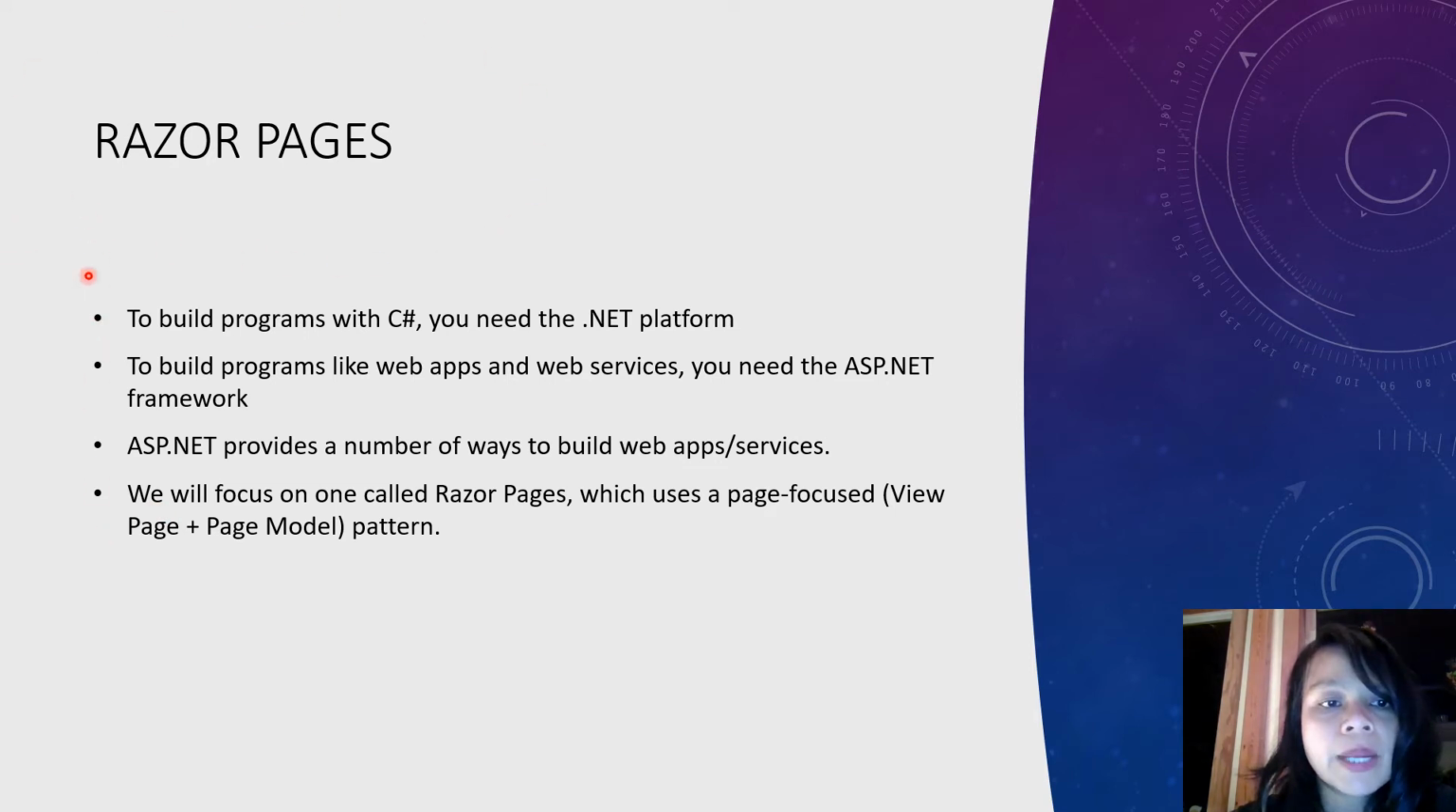So, Razor pages. To build programs with C#, you're going to need the .NET platform. To build programs like web apps and web services, you need the ASP.NET framework. ASP.NET provides a number of ways in which you can build web apps and services. So we're going to focus on one of these ways, and this is called Razor pages. Razor pages uses a page-focused pattern, which is view page plus page model. So it's focused on the page.